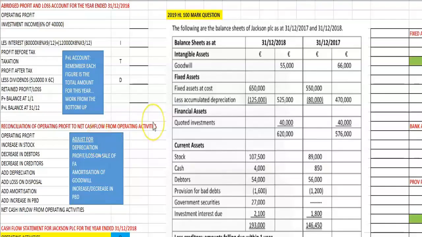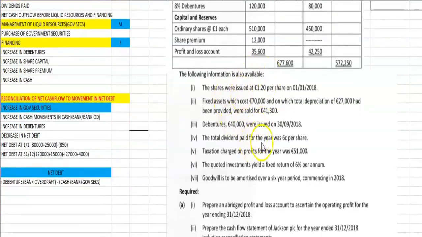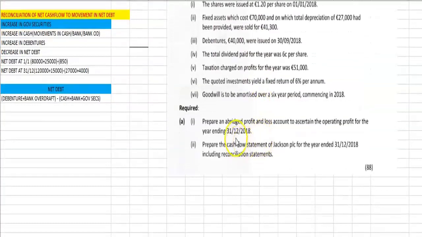This is the solution to the 2019 higher level 100 mark cash flow statement question. As you can see here, you are given the balance sheet of Jackson plc at the end of 2017 and at the end of 2018. Underneath those balance sheets, you're given some additional information, and then down the bottom of the question you are asked to prepare an abridged profit and loss account to ascertain the operating profit for 2018. And you're also asked to prepare a cash flow statement for 2018, including reconciliation statements.